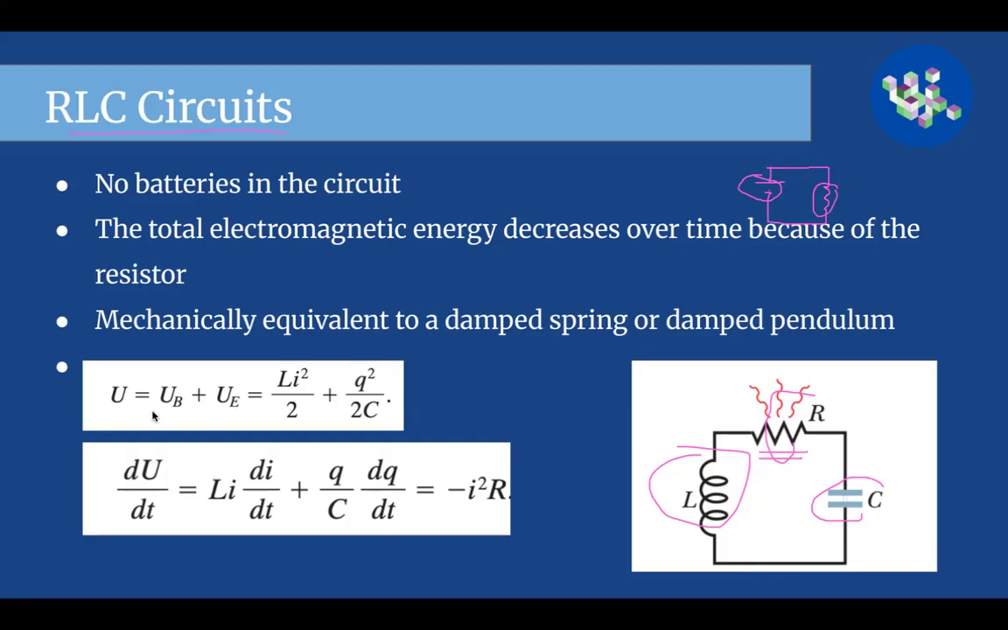But this RLC circuit that we're studying here just has an inductor, a resistor, and a capacitor. There's no battery, meaning the resistor serves as an element that dissipates heat from the circuit. You don't have any element putting energy into the circuit. You only have an element releasing energy from the circuit, meaning the total electromagnetic energy decreases over time, and that's because of the resistor over here.